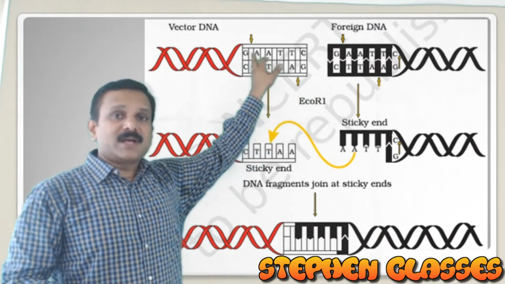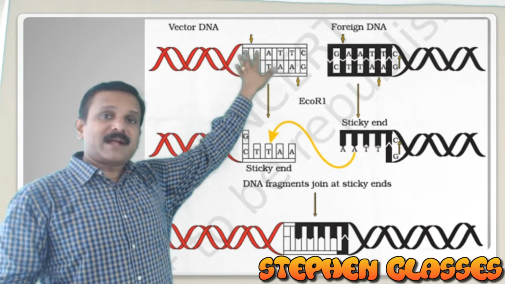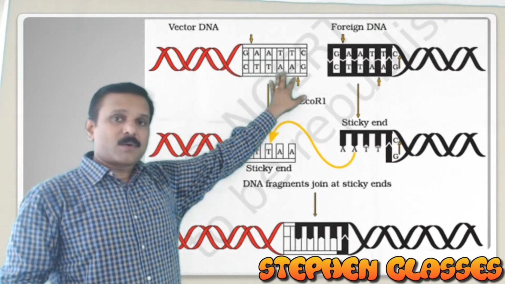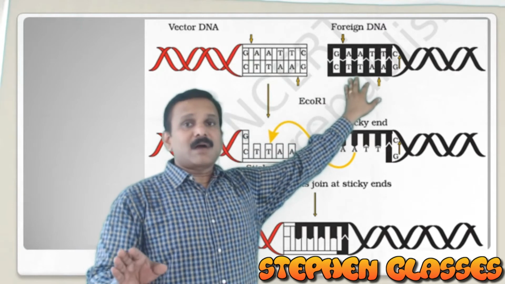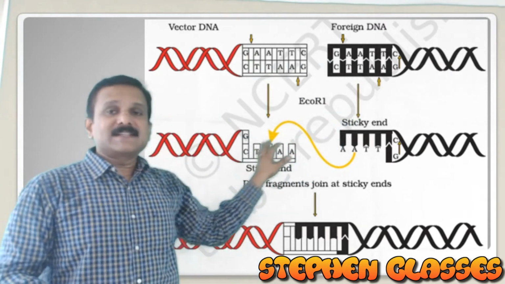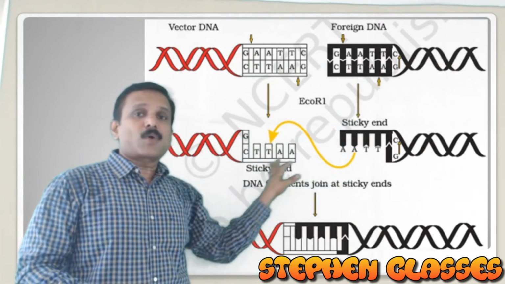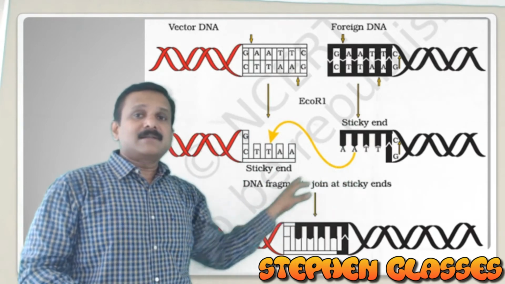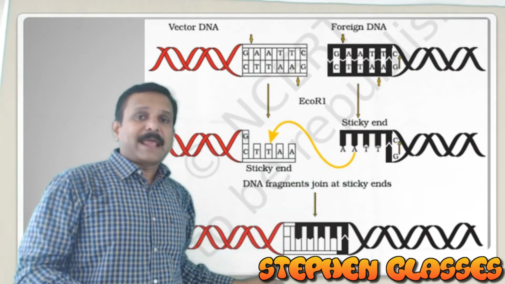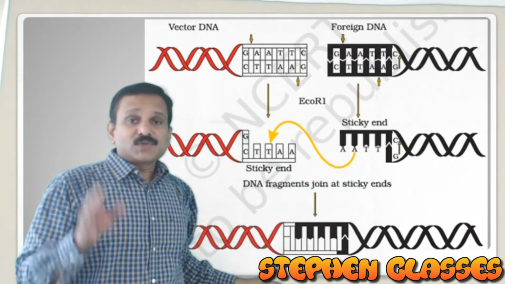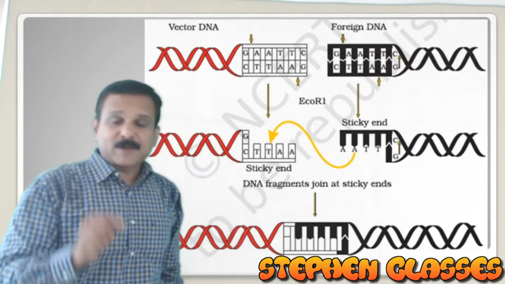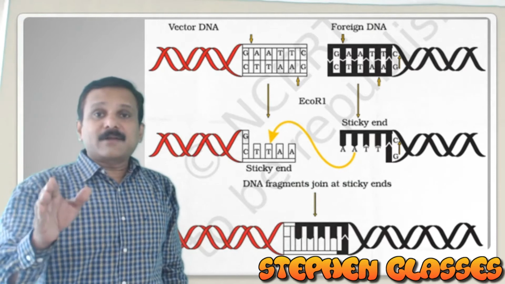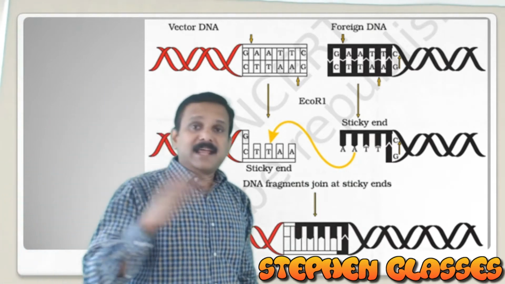Okay, so here the vector DNA will be cut with EcoR1 and also the foreign DNA is cut with the EcoR1. So you can see the sticky ends produced are complementary with each other, and they can be joined to get a recombinant DNA like this. So remember, EcoR1 will identify specific sequences or palindromic sequences in DNA.